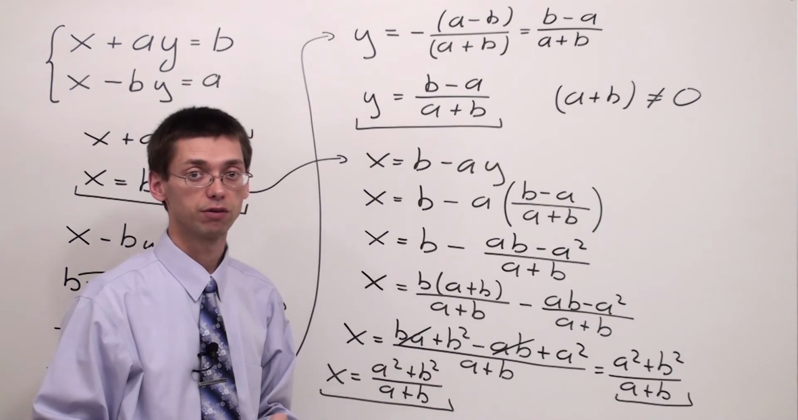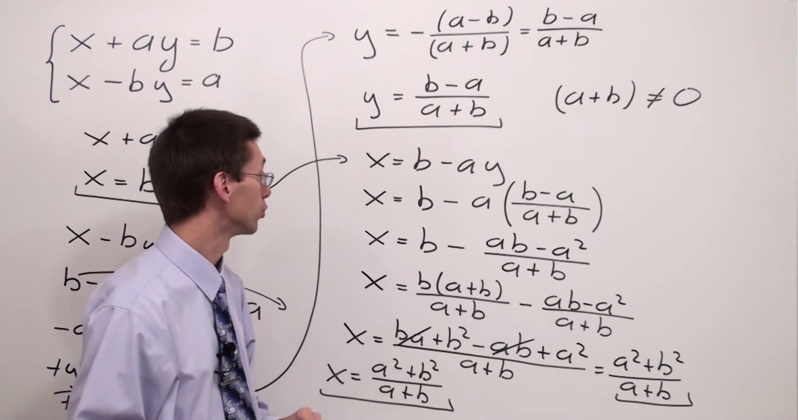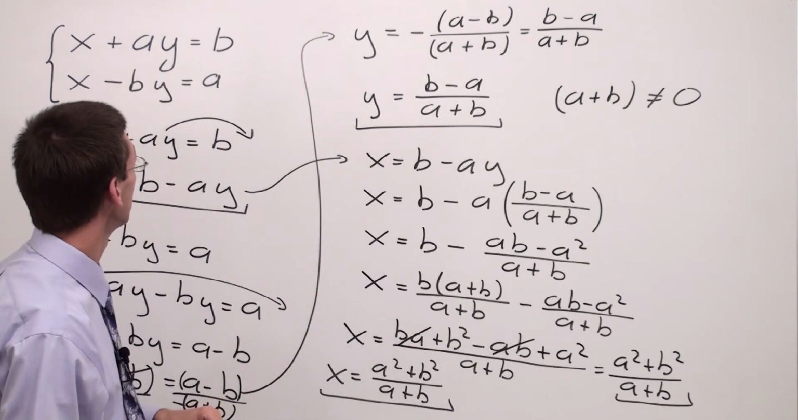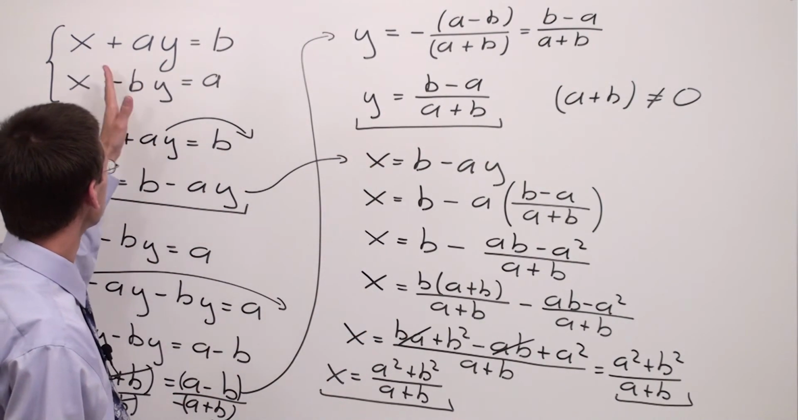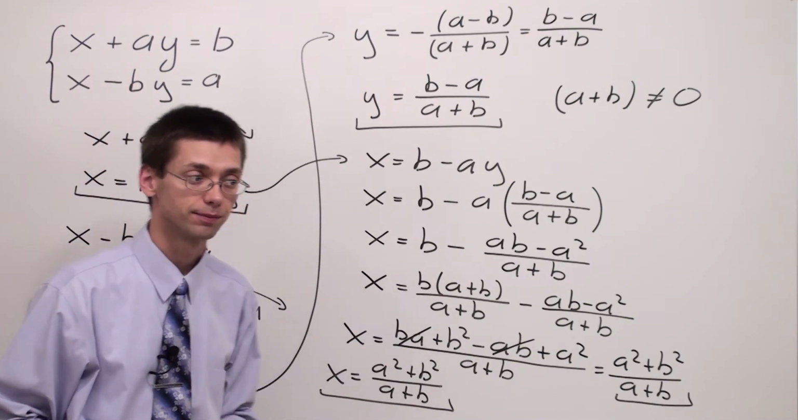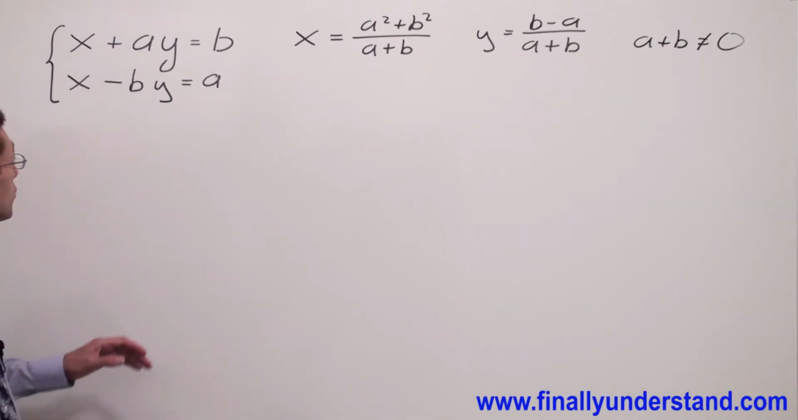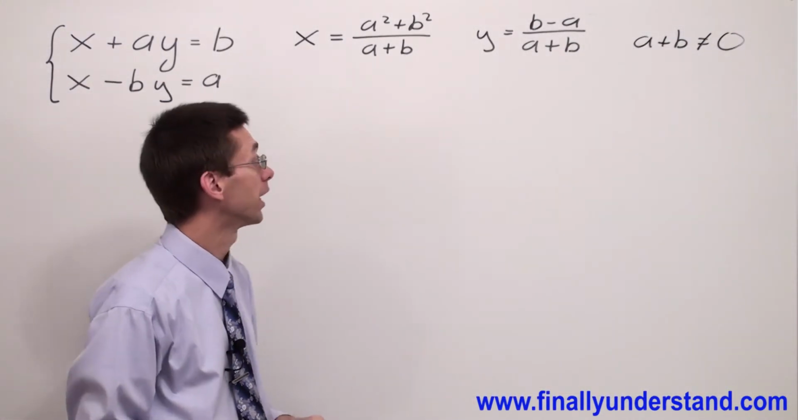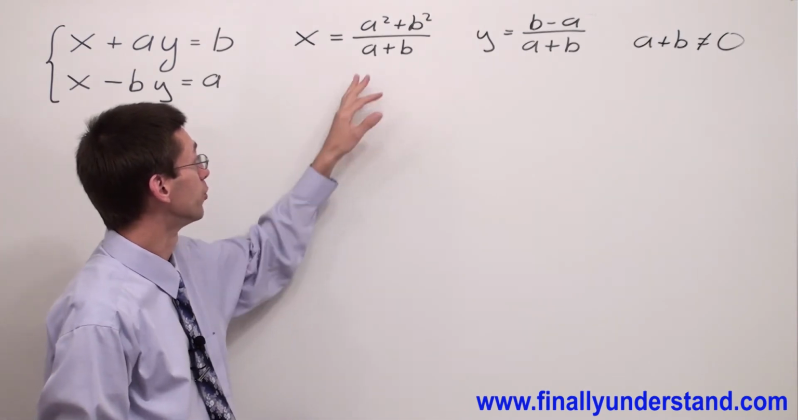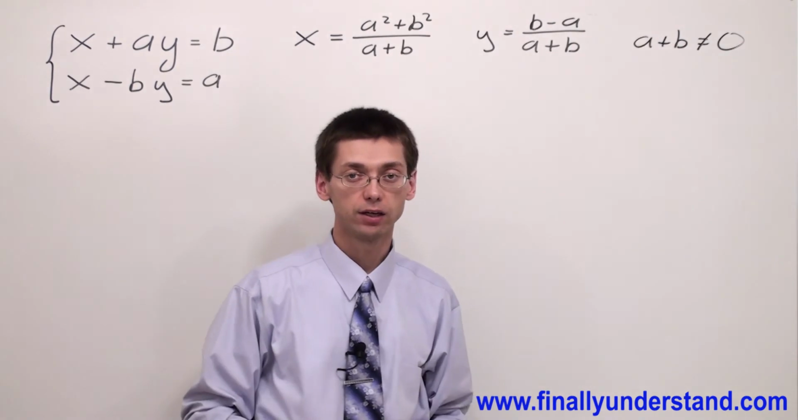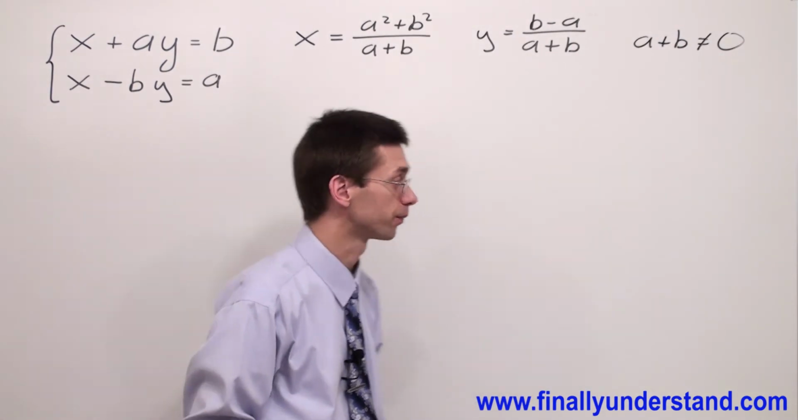In order to verify the answer, we're supposed to plug in these two fractions into the original equation and check if the left side of my equations is going to be equal to the right side. So now let's prove that our answers are correct. Keep in mind that the denominator cannot be 0. That's why I wrote that a plus b cannot be equal to 0.